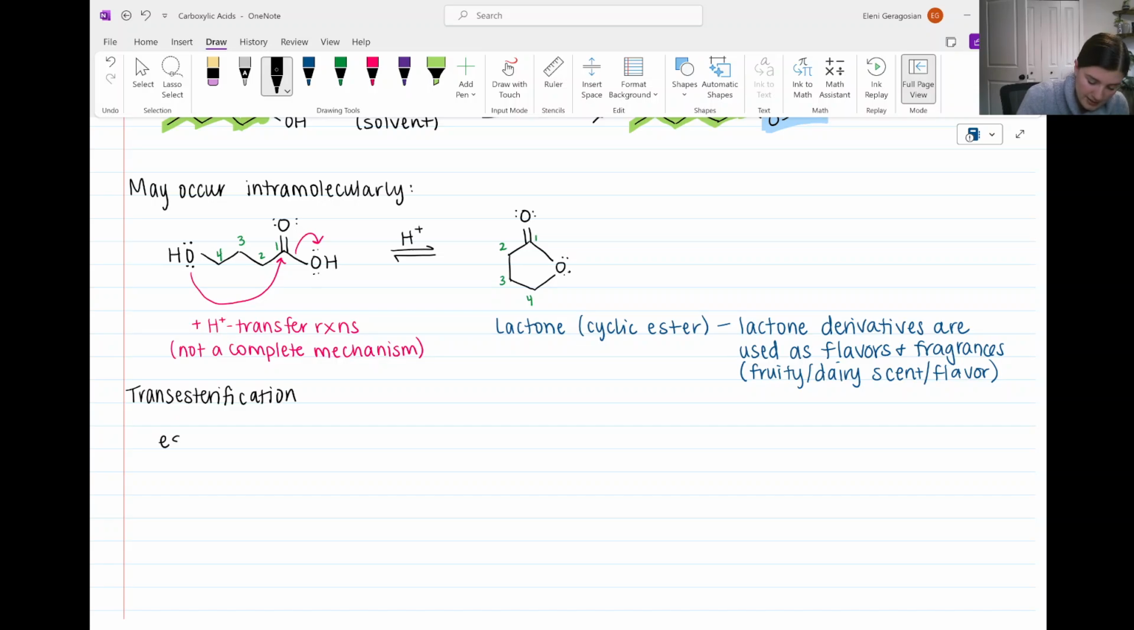So in a transesterification reaction, we start with one ester. So ester 1 will add an alcohol, alcohol 1. These occur under basic conditions. And we'd form a new ester and a new alcohol. So let's do an example here.